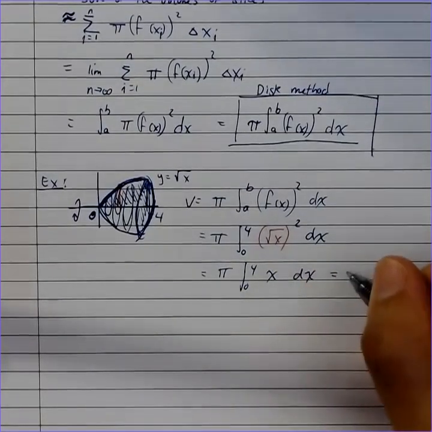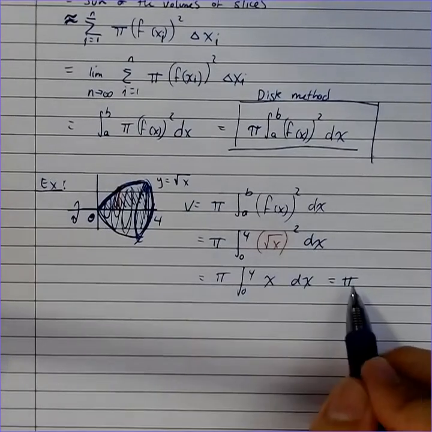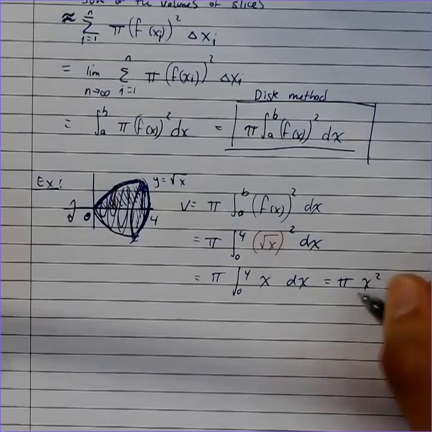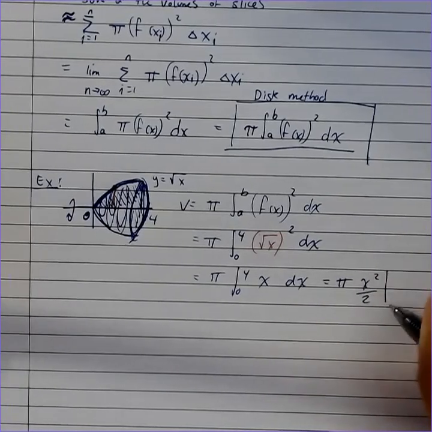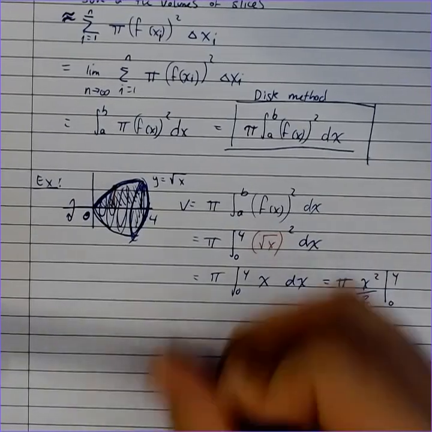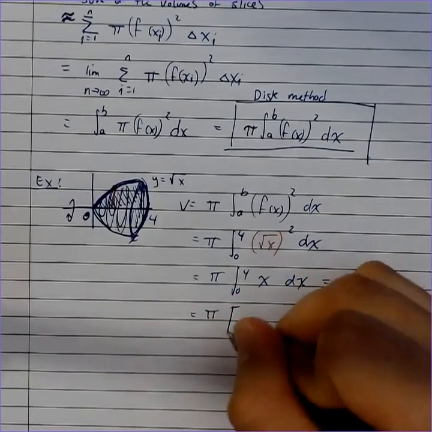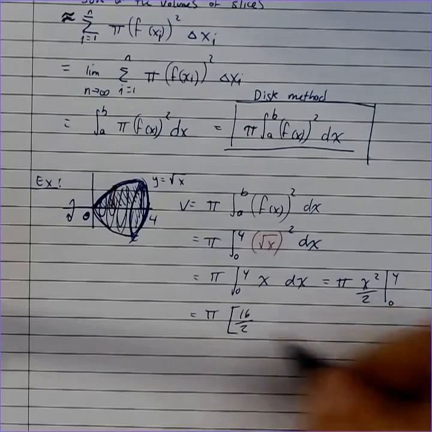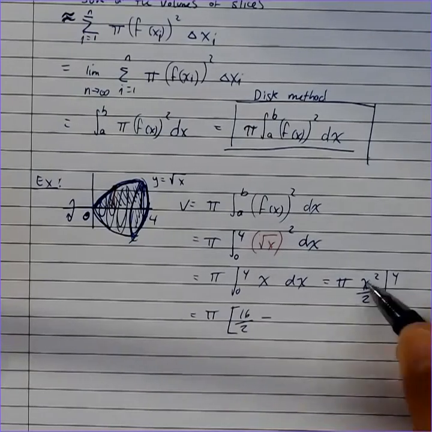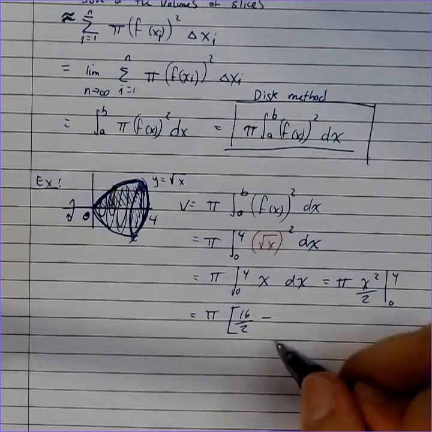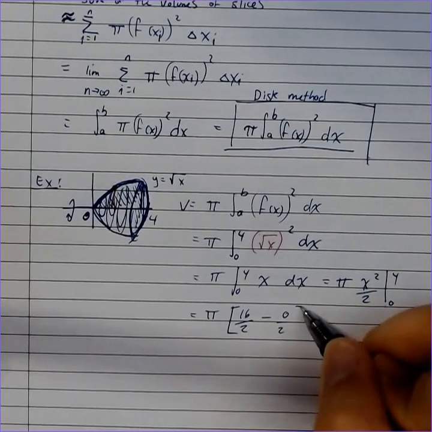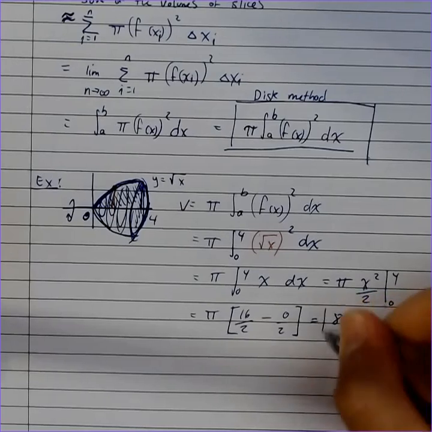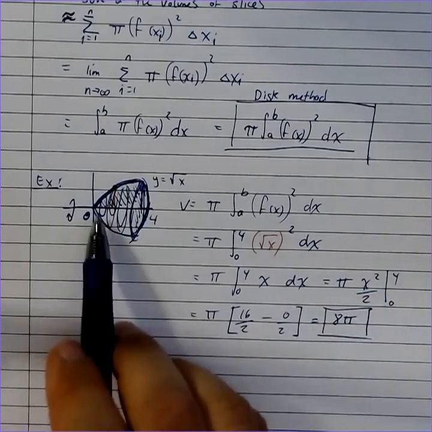The pi is a constant, just remains as it is. The antiderivative of x is going to be x squared over 2, and that's going to be evaluated from 0 up to 4. That's going to give me pi times, that's 4 squared, well that's 16 over 2, minus, and that one's just going to give me 0. Right? 0 squared over 2 is just 0. So this will give us 8 times pi. And that is the volume of this shape here.